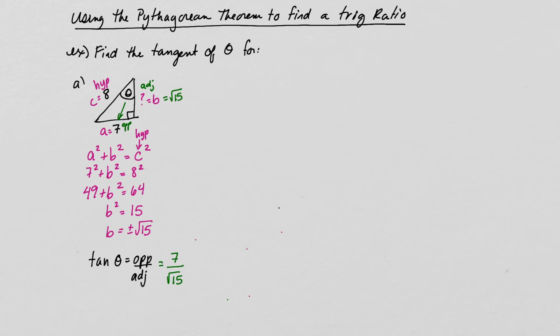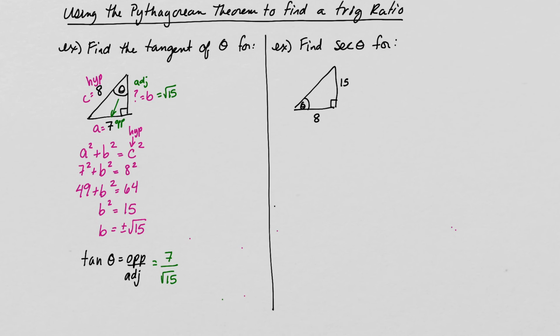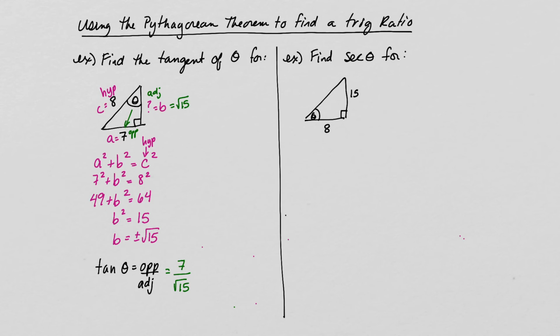So call this part A. Actually, I'm just going to put a line here down the page and we'll do another problem. So here we'll say find the secant of theta for this triangle, put theta down here, and we're given that this is 8 and 15. So again, in this case, the part that is missing is the c. C is always the hypotenuse, always the side opposite the right angle.